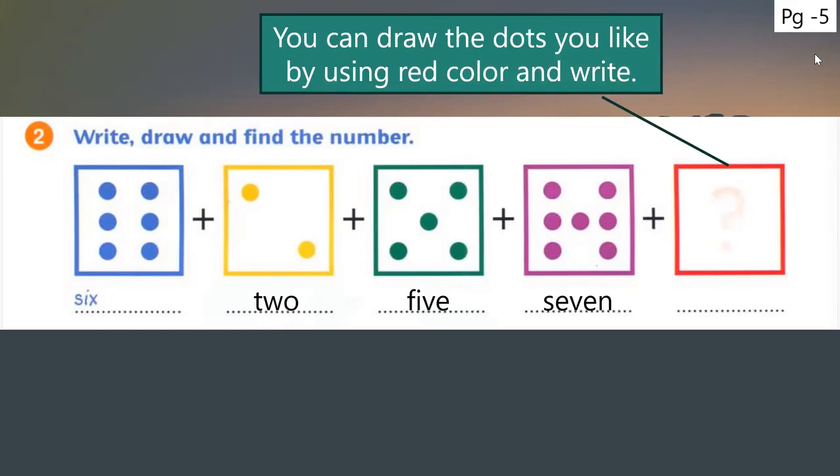Okay, so here, I've already explained about this, right? For me, I draw three dots and you have to write T-H-R-E-E. All right. After writing that one, please count it. Six, two, five, seven, three. How many numbers will you get? If you draw five dots, you have to use five. Here, six, two, five, seven, three. How many numbers will you get?